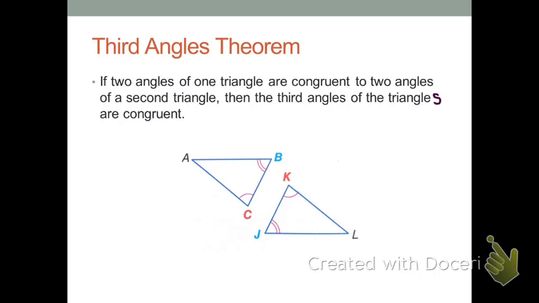And that's because they both have to add up to 180. And so we have angles B and C are going to add to the same thing as angles J and K, which means if you subtract them from 180, then angles A and L are also going to be the same.